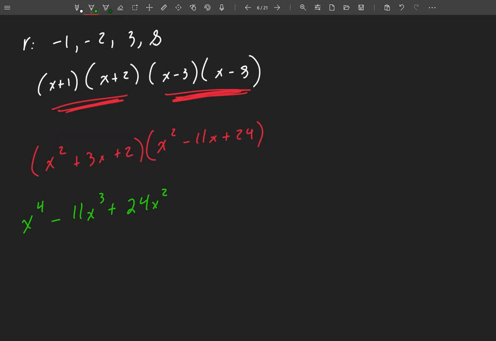All right, let's get rid of our guidelines here. Now, next one. 3x times x squared. That gives me 3x to the 3rd. 3x times -11x is -33x squared. And now I have 3x times 24. And that's going to give me, what is that? 72x? Yes.